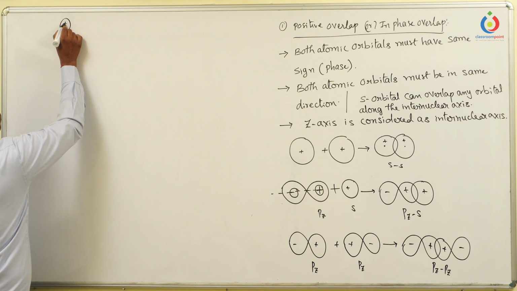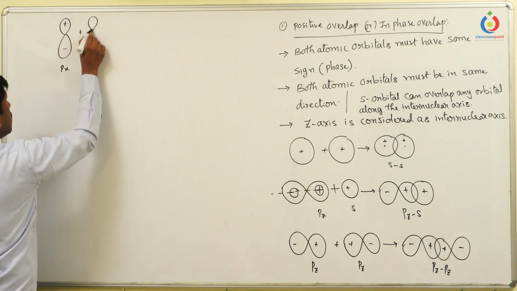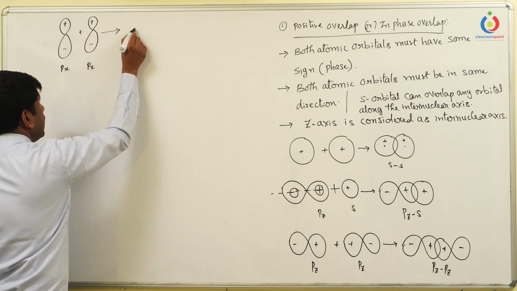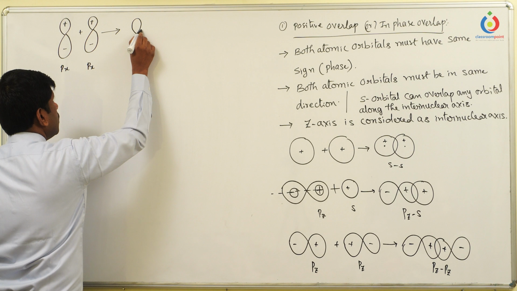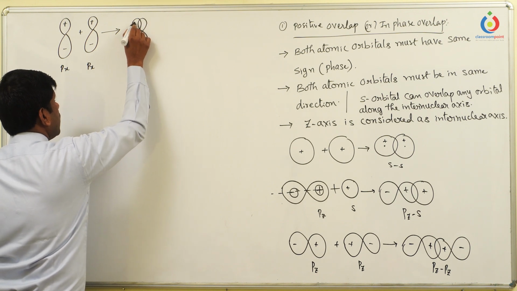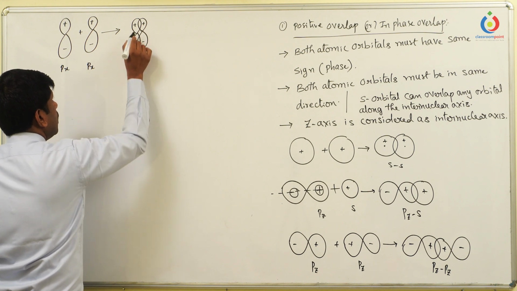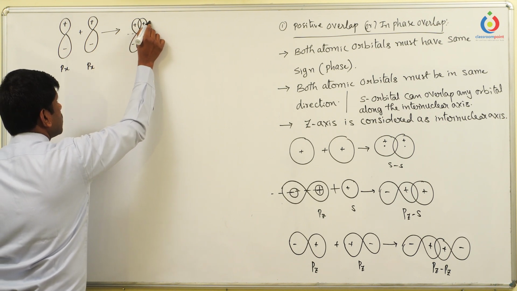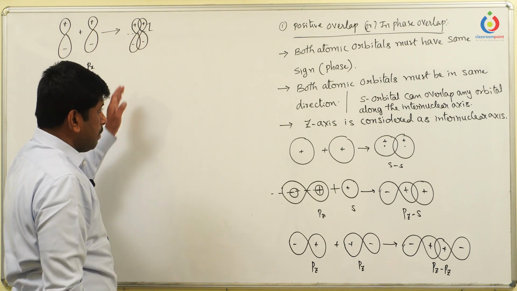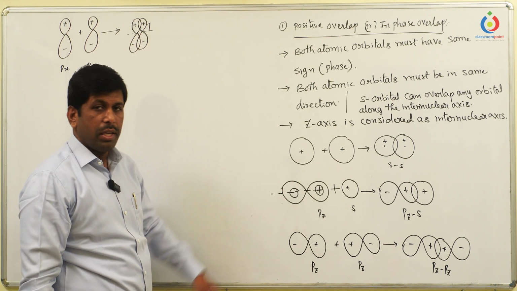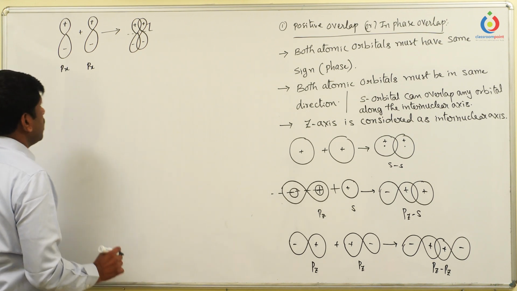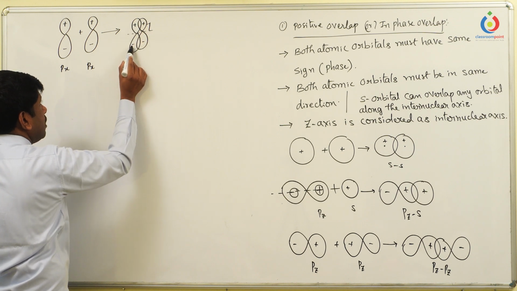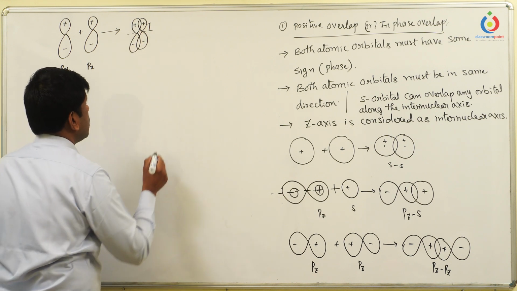Imagine this is the px orbital, plus minus, and again one more px orbital. When they overlap with each other, this type of diagram will arise. Now you can see this overlapped area is perpendicular to the internuclear axis. So overlapping is taking place in two manners: one is along the internuclear axis, another is perpendicular to the internuclear axis. Here also positive lobes are merging with each other, partial merging, and negative lobes also partially merge.